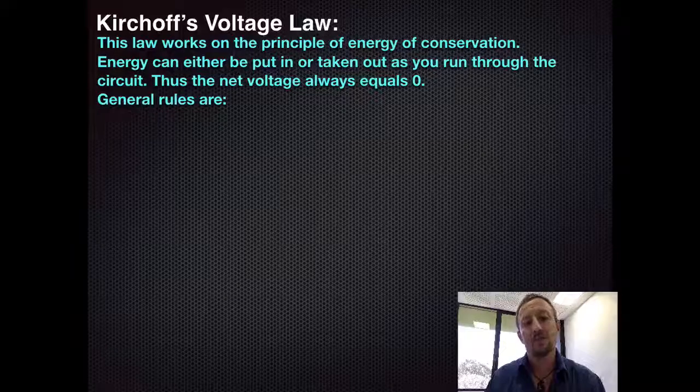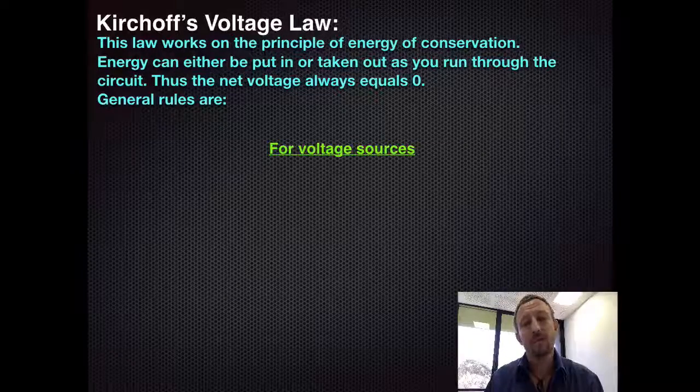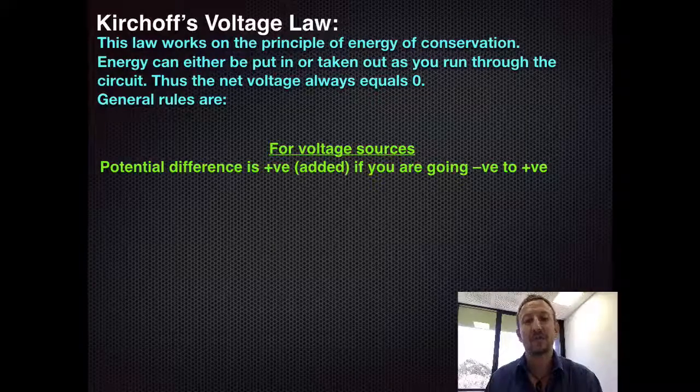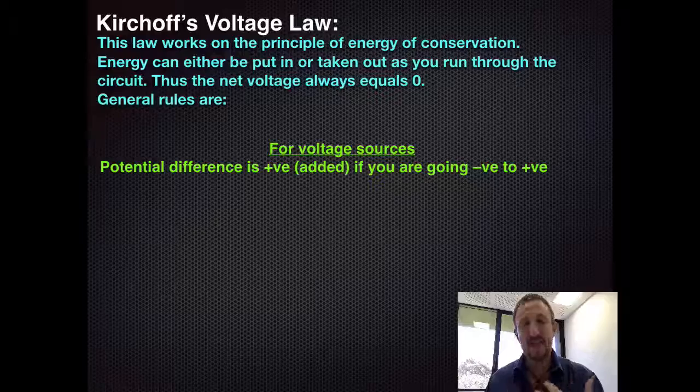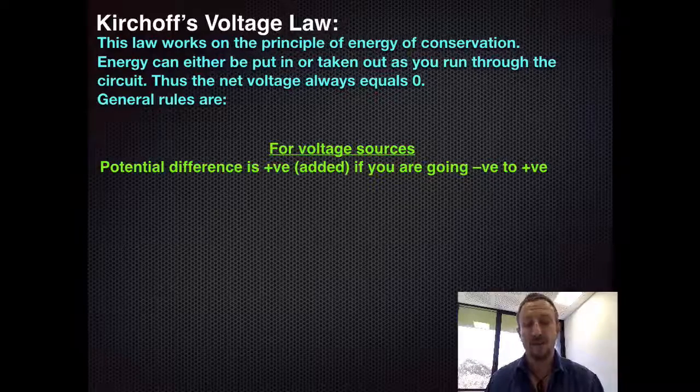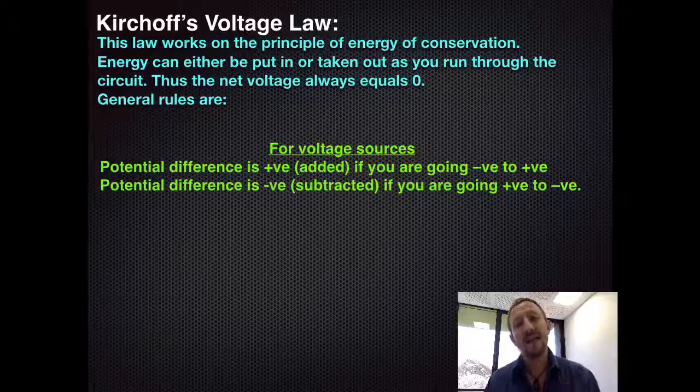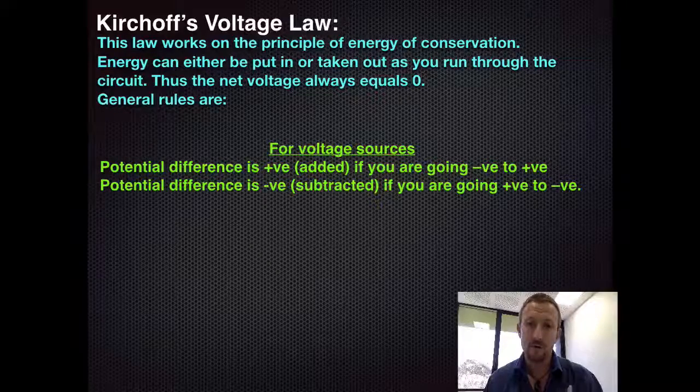So the general rules are as follows. For a voltage source, such as a battery, if the potential difference as we run around our circuit is positive, we're going negative to positive. So if we go from negative to positive, we basically give the voltage a positive value. Likewise, if we run positive to negative, we give it a negative value. Those are the laws that are applied.